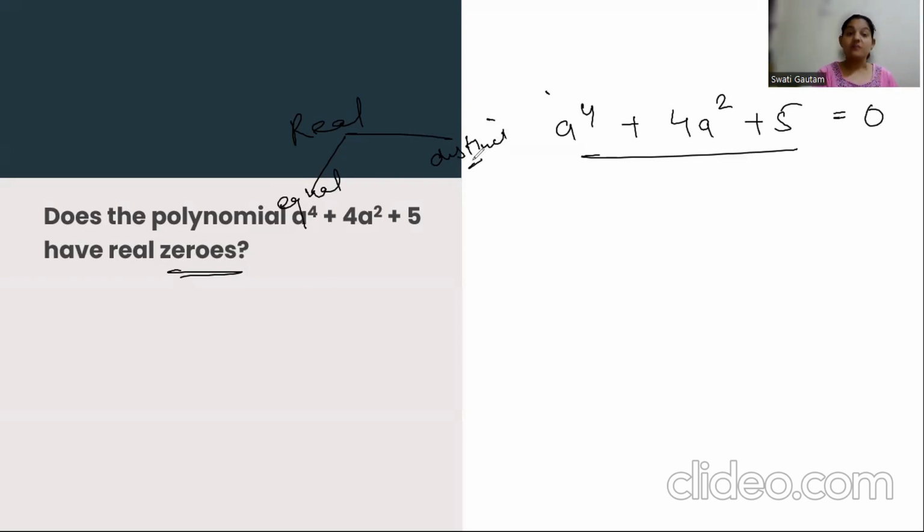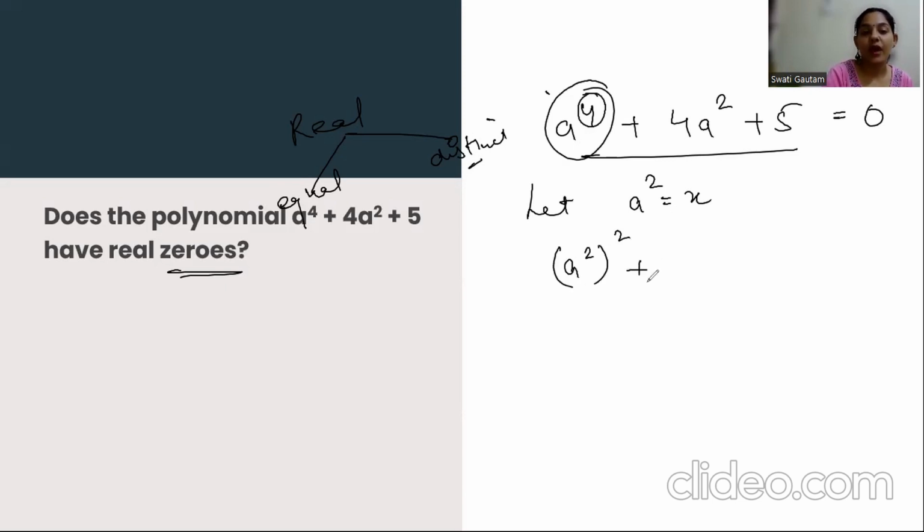When they are saying zeros, so please understand it. Now, in class 10th, you have learned about the power 2 only, the quadratic equation you have learned. Quadratic. Here the highest degree is 4. So what you have to take? You have to take a square as x. You have to let a square as x. Why I have taken? Because I know that how I will write this a raised to the power 4 as a power 2 power 2. I can write like this. Yes or no? Okay.